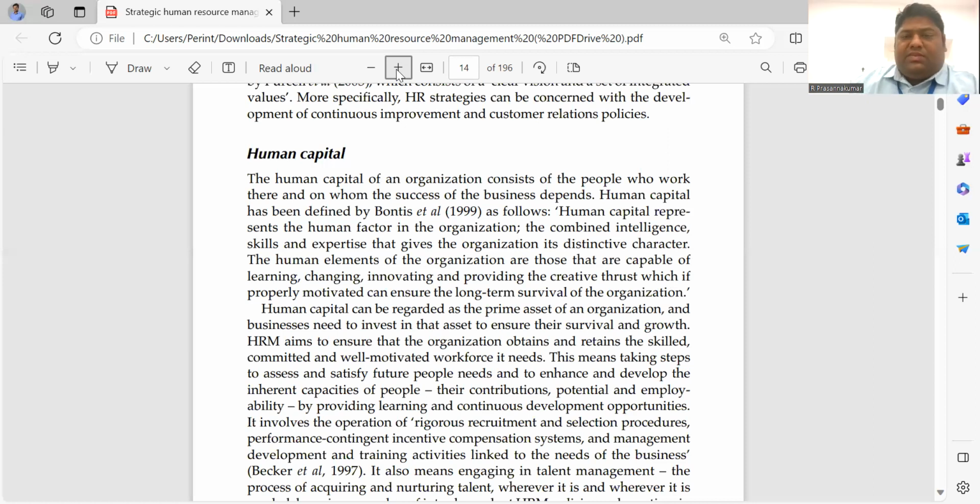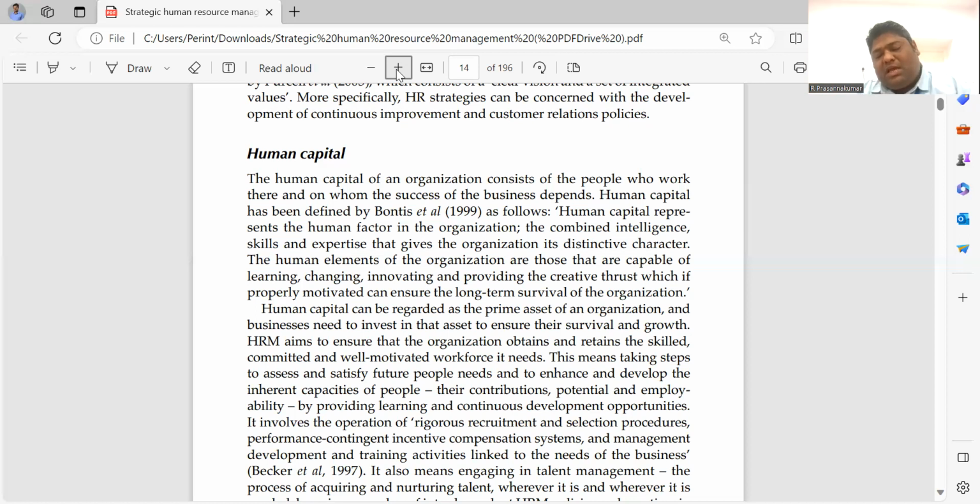See here, it is defined by many management experts. The management experts have given a lot of definitions for management, human resource management, and human capital motivation. But we take a premium one in this book, which is by Armstrong. So human capital represents the human factors, a combination of intelligence, skills, expertise, knowledge, and distinctive character.